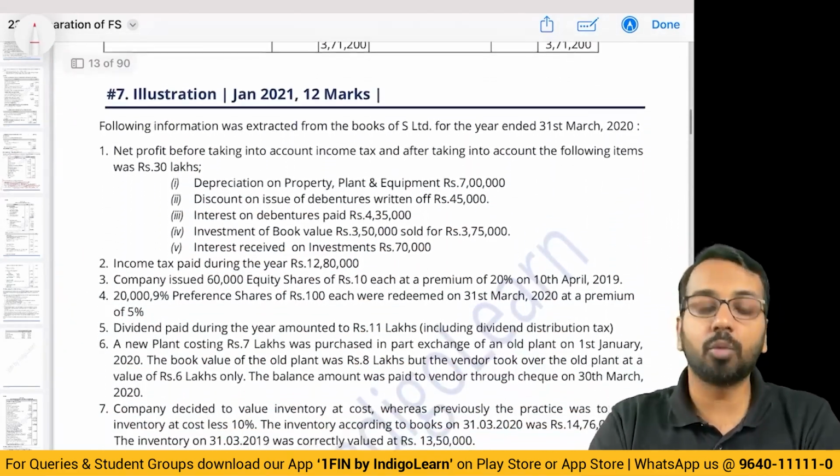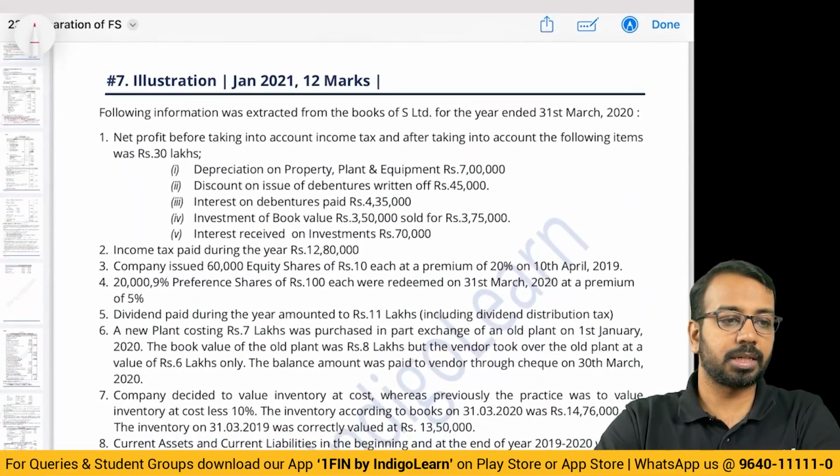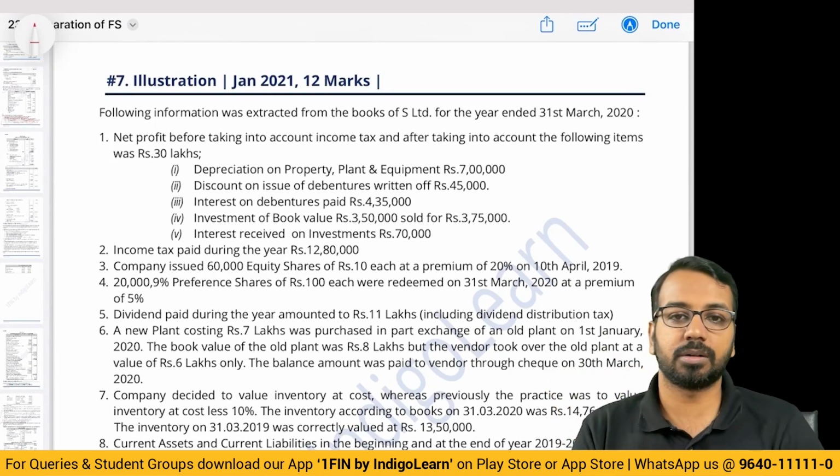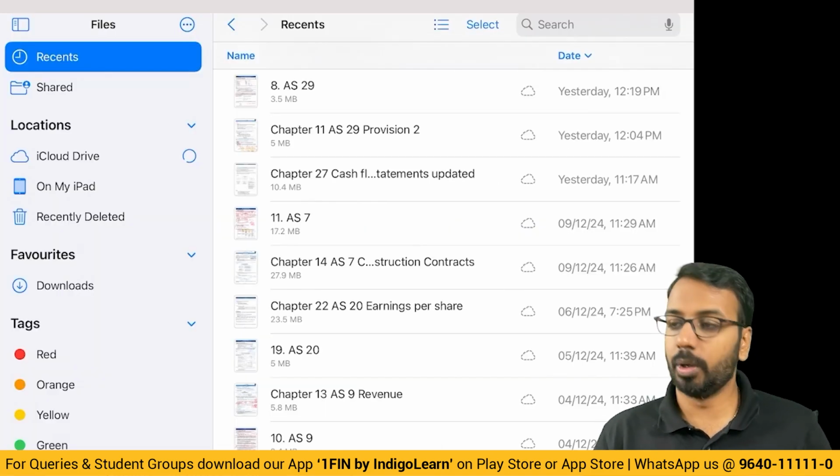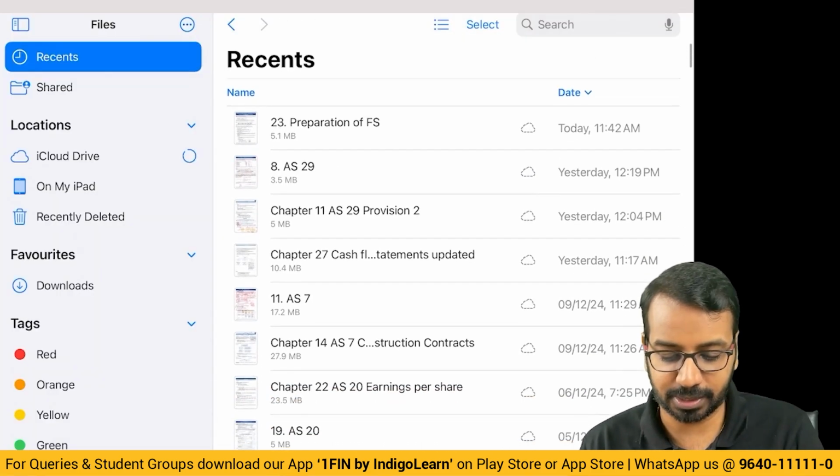Any specific area you want me to cover in preparation of financial statements? Sir, these type of adjustments we find it difficult. If you have anything like that, please let me know. No adjustments, no doubts. Surprising.